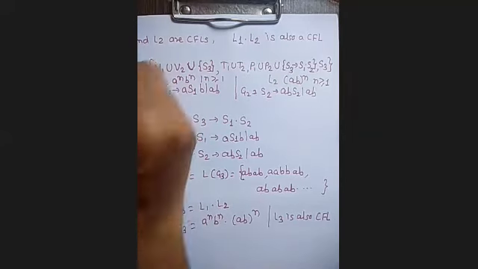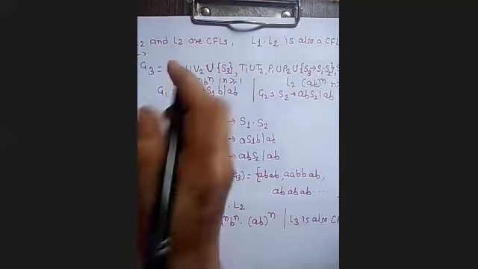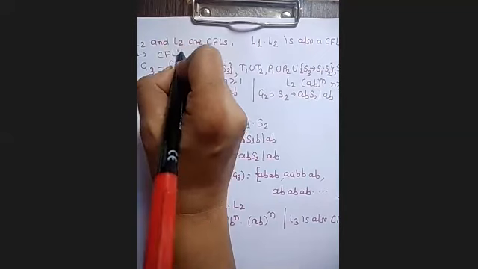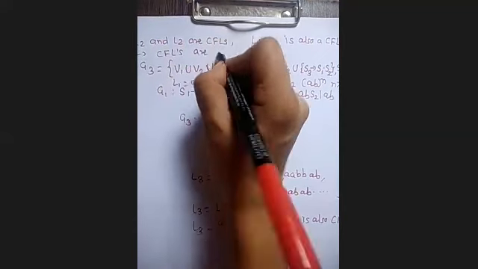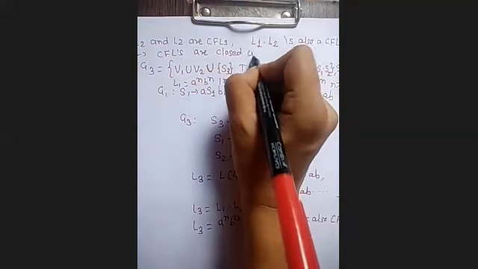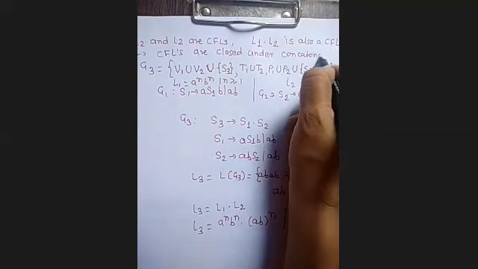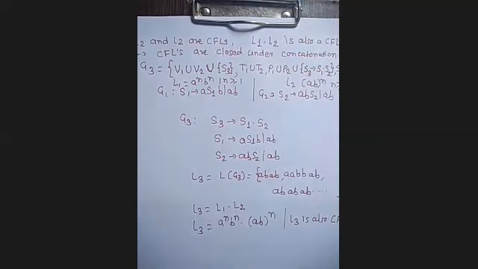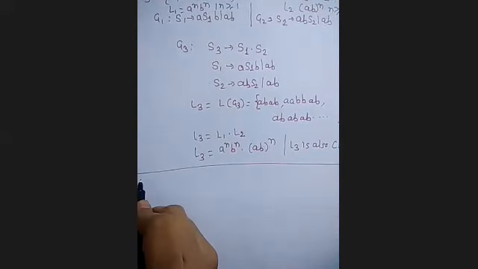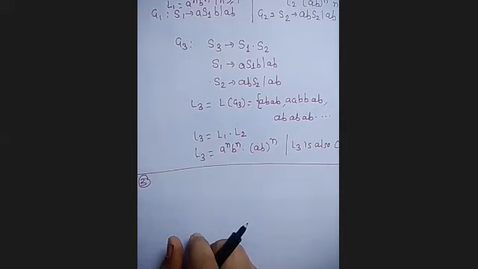Okay. So what is the second property? CFLs are closed under concatenation. Are the two theorems clear? The first we have seen: CFLs are closed under union. Second, CFLs are closed under concatenation. Third theorem now, we will prove theorem number 3. Theorem number 3, write down.